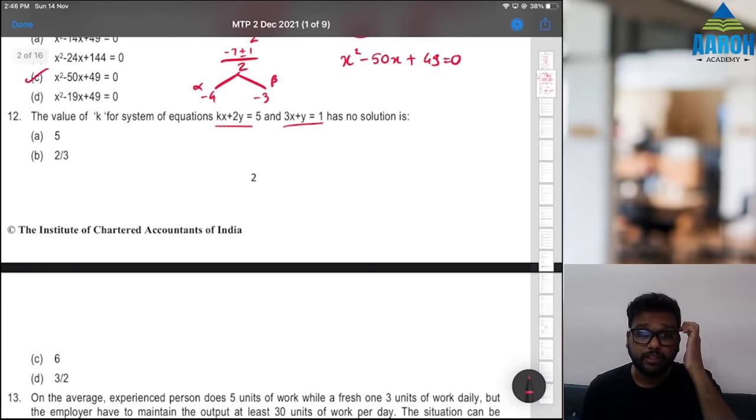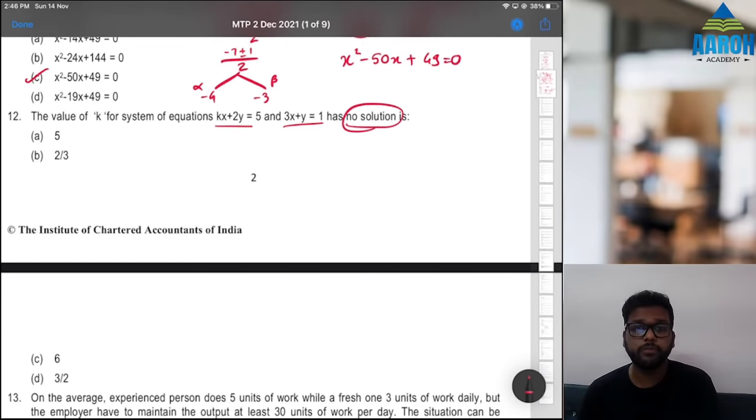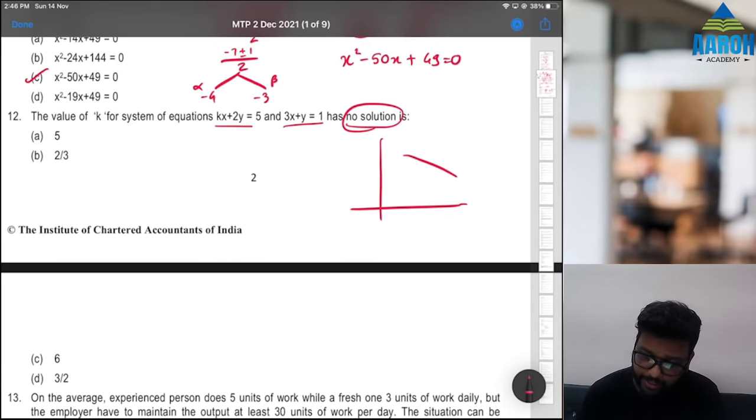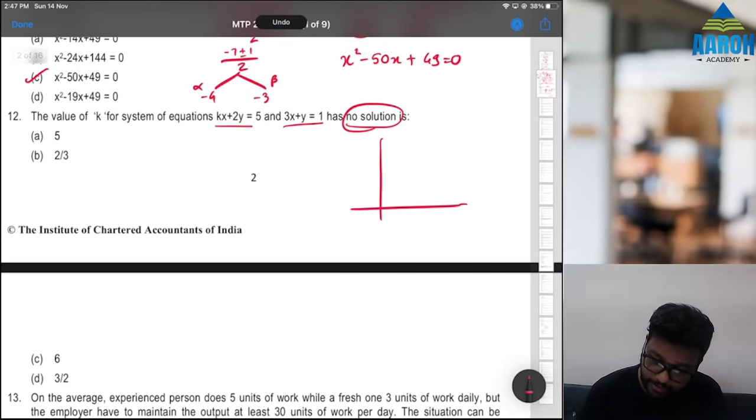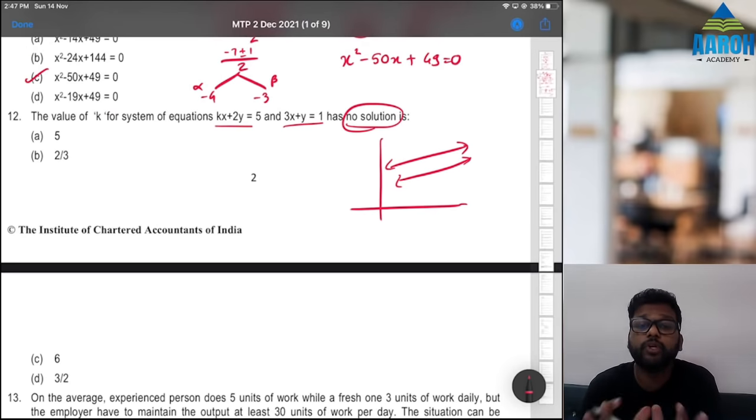Try to imagine no solution. No solution means what? See, when do two equations have solution? When their lines are intersecting. This intersection point is the solution. So when will they have no solution? When the lines are parallel, right? When the lines are parallel, then they will have no solution because there will be no intersection. No intersection. When will the lines be parallel?